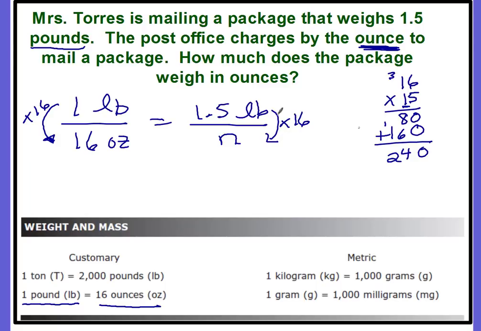But that's not my answer because remember, we have 1 decimal place. So we need 1 decimal place in our answer. So our answer is actually 24 ounces. So a package that weighs 1 5/10 pounds will weigh 24 ounces at the post office.